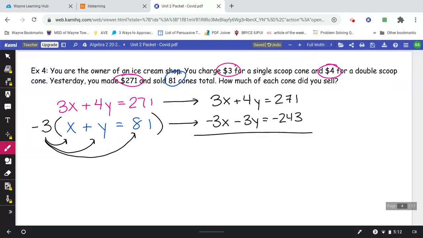Then we're going to cancel out the x's because you have a positive and a negative of the same number. And combine what's left. 4 combined with negative 3 is 1y. 271 minus 243. I'm going to have to do that in my calculator. Okay, that got me 28. Then you can either divide both of these by 1, or if you realize that 1y is the same as y, you can just go ahead and get rid of that, and then you have your answer for y.